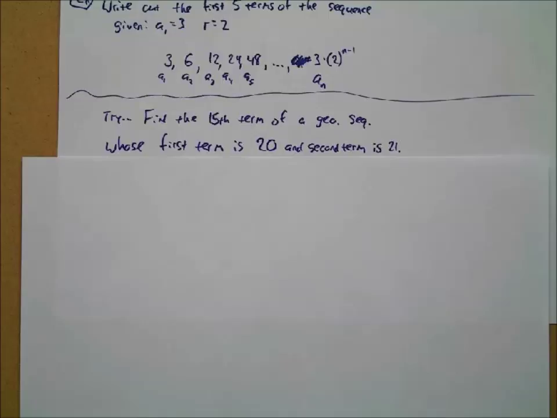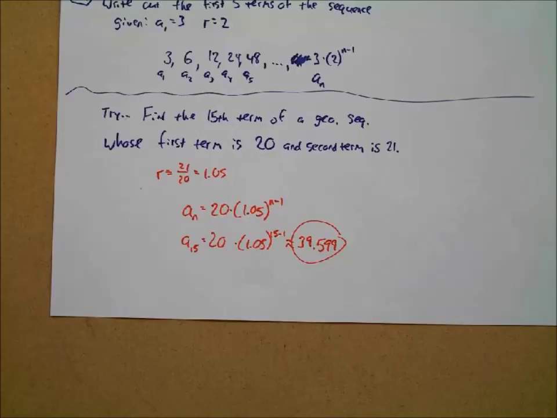And so we end up with, whoops, I forgot to fill in the rest here. So a sub 15 is 20 times 1.05 to the 15 minus 1, which is going to be 39. I'm going to approximate this because it's a mess. 39.599, I'll round it to. And I froze it. Sorry about that. There you go.